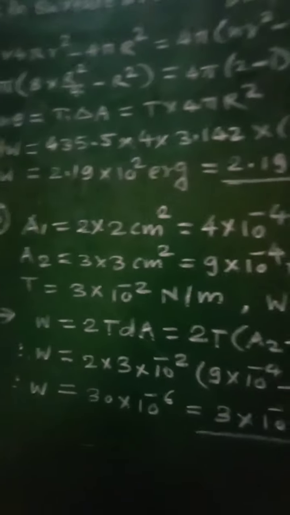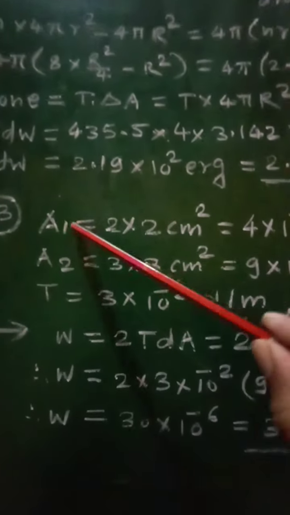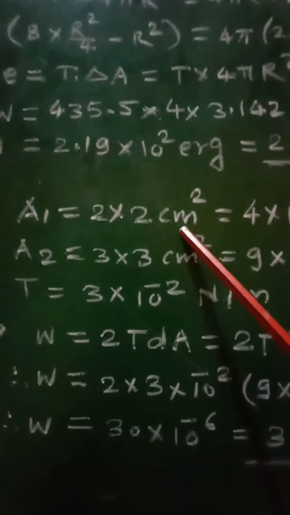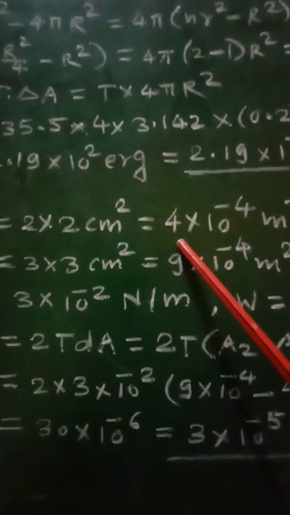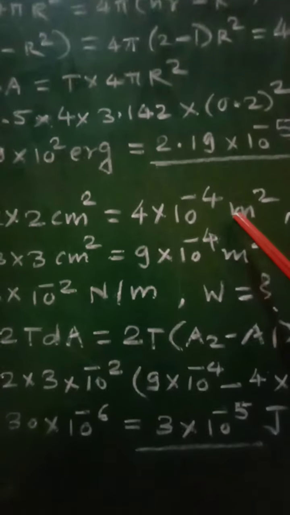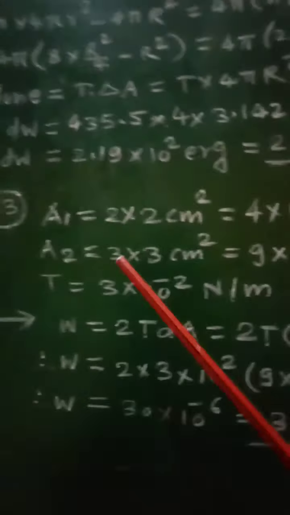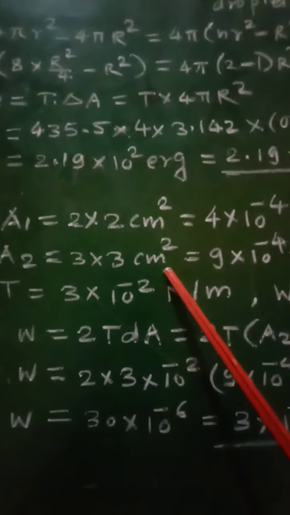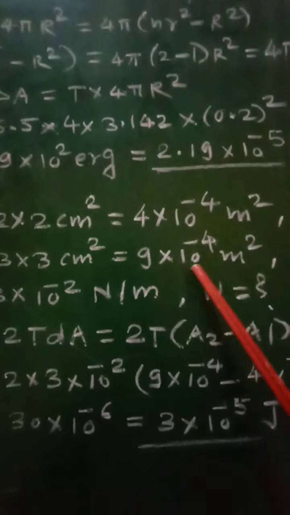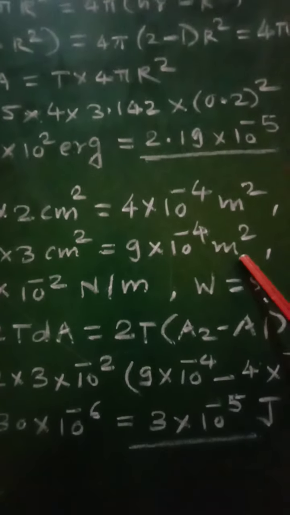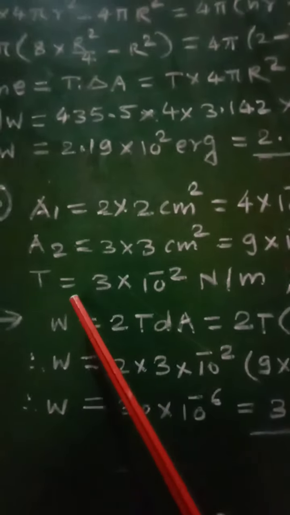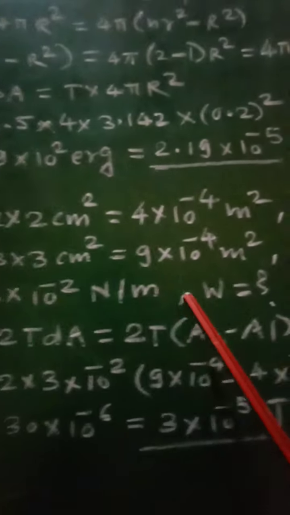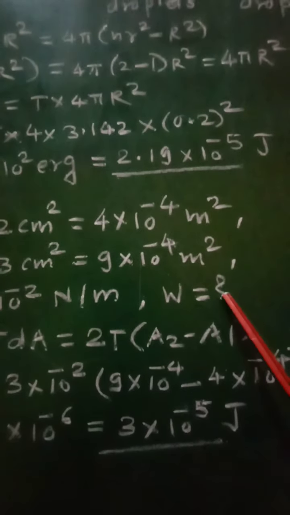And therefore for this numerical given data is the initial surface area A1 equal to 2 by 2 centimeter square, which will be written as 4 into 10 raised to minus 4 meter square. Then final surface area A2 will be equal to 3 by 3 centimeter square, that is equal to 9 into 10 raised to minus 4 meter square. Then surface tension T is equal to 3 into 10 raised to minus 2 Newton per meter, and we have to find out the work done W.